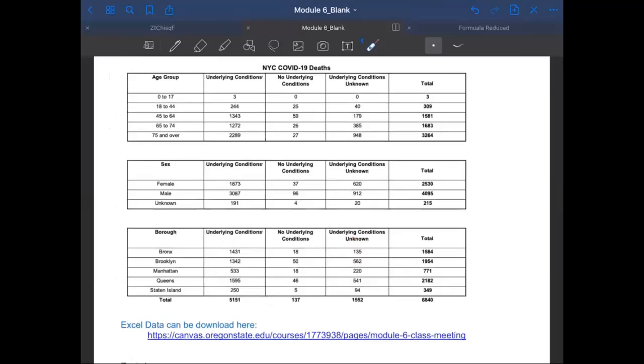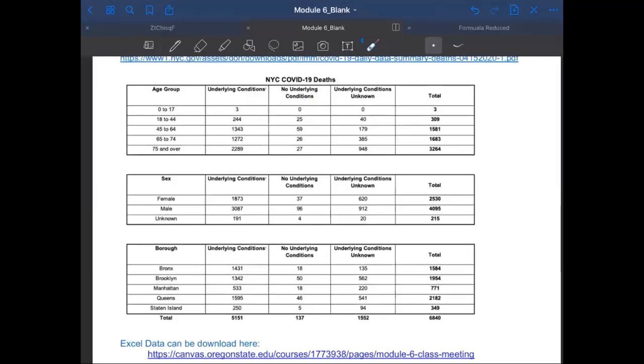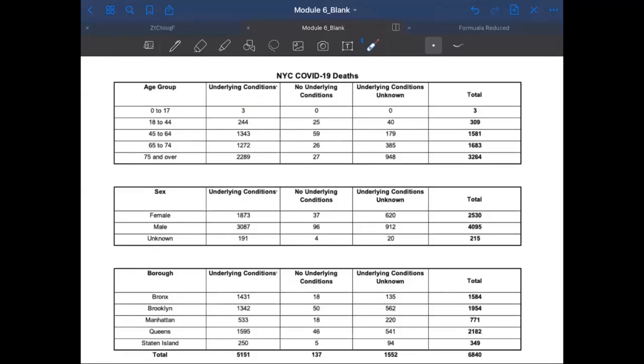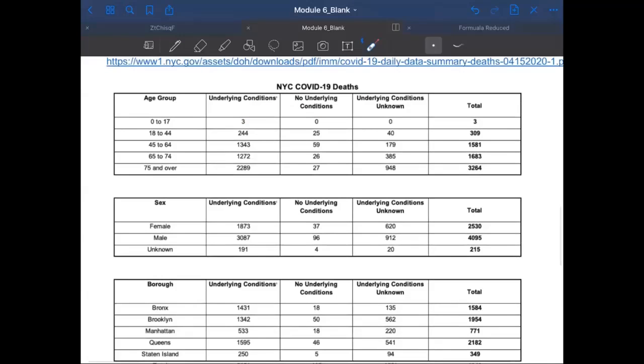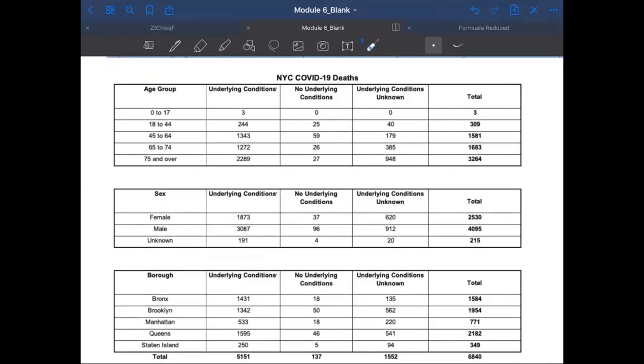What I have here is COVID-19 deaths in New York City. I classified the deaths according to age group, so there are 5 age groups here. I also have another variable, underlying condition status. The first one is underlying condition, which means they do indeed have an underlying condition. The conditions are referred to in the Excel data file, which is also loaded on Canvas. You can download that data right where you download this worksheet.